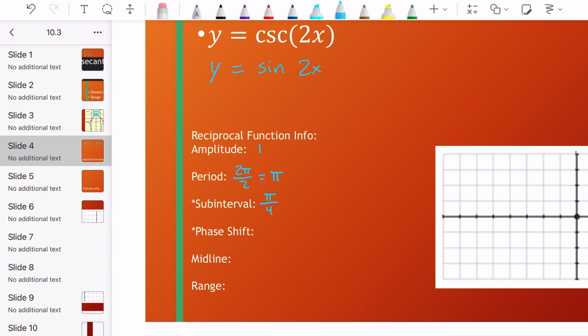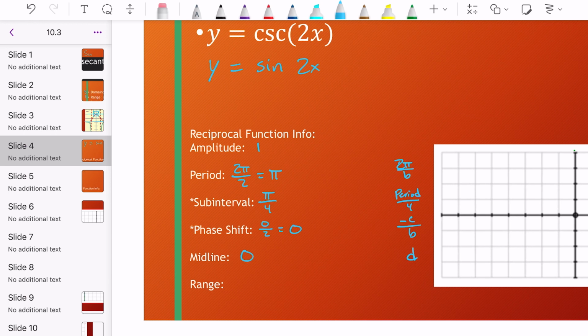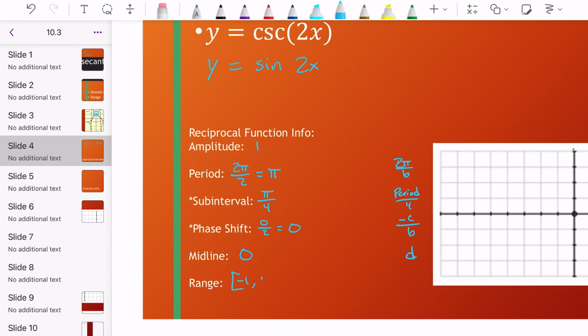Keep in mind, every single time that we have our period, it's going to be 2 pi over b. Our subinterval is our period divided by 4. Our phase shift is negative c over b. In this case, we do not have a c, which means 0 over 2, which is equal to 0. Our midline is equal to d, which in this case will be 0. And our range would go from negative 1 to 1. Keep in mind, you start from the midline. You use the amplitude to add and subtract to find the minimum and maximum numbers.